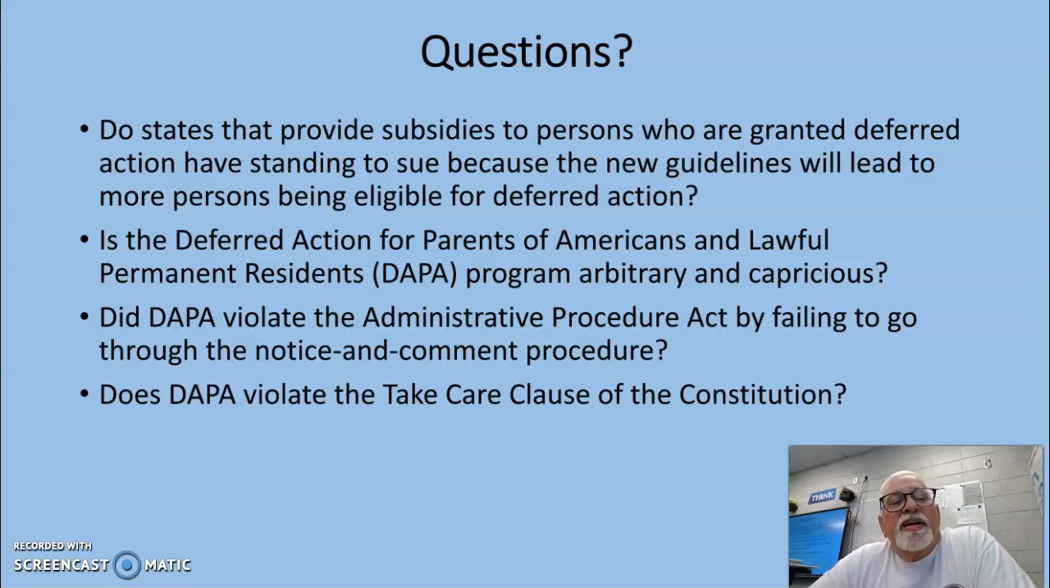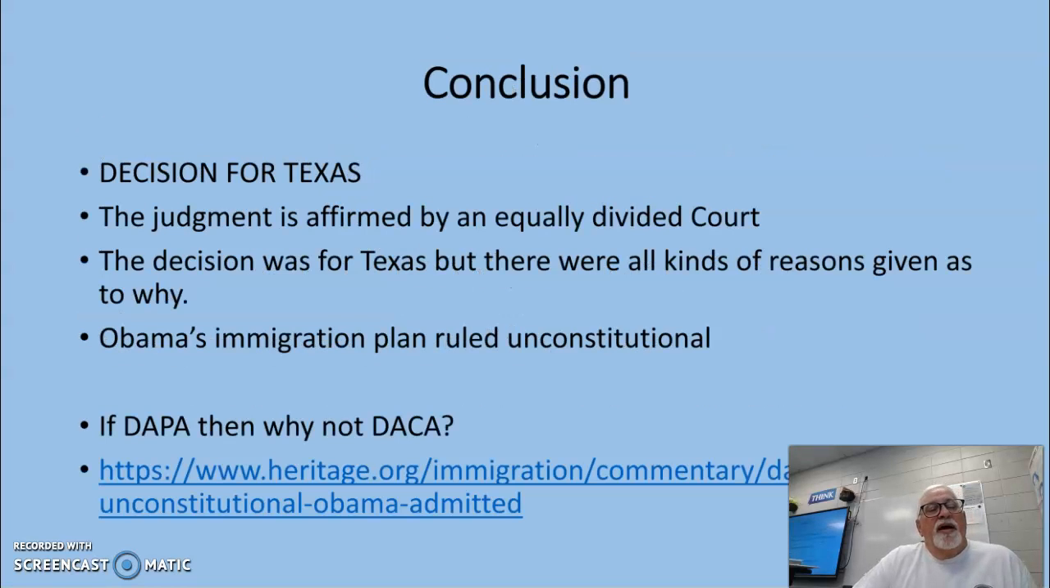The states that provide subsidies to persons who are granted deferred action have standing to sue because the new guidelines will lead to more persons being eligible for deferred action. Is the deferred action for parents of Americans and lawful permanent residents program arbitrary and capricious? Did DAPA, that is deferred action for parents of Americans, violate the Administrative Procedure Act by failing to go through the notice and comment procedure? Does DAPA violate the Take Care Clause of the Constitution? What do you think?